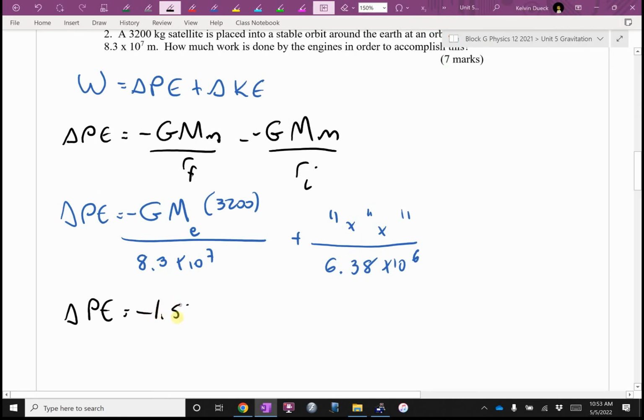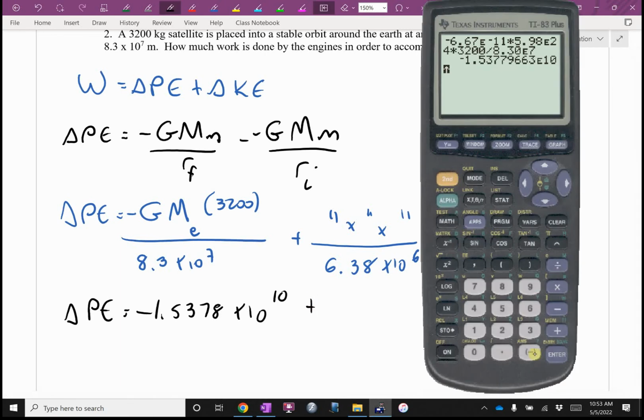Negative 1.5378 times 10 to the 10th plus, and then all I need to do is backspace and edit and change this to 6.38 times 10 to the 6th. That's why I put that extra 0 there so I could just type over it. I forgot the negative, Mr. Dewick. Do that again. Positive 2.0006 times 10 to the 11th.